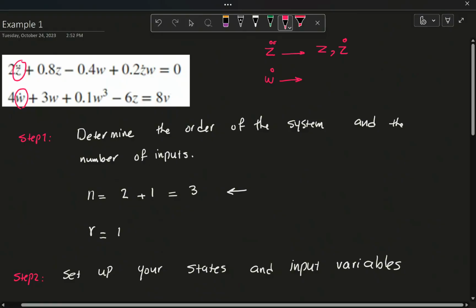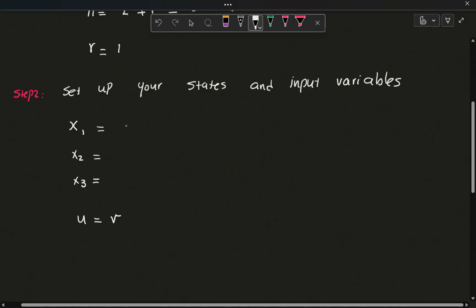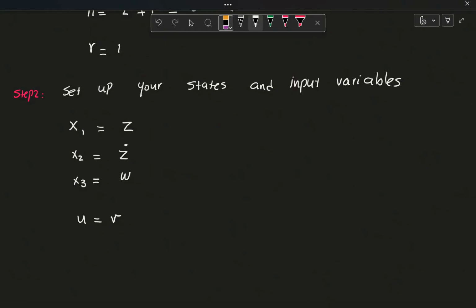Here again, for w dot, I'm going to go to w. The next one would be w dot. So these guys are going to be my states. Look at this: my z, z dot, and w. I needed 3 states. There you go: z, z dot, w.